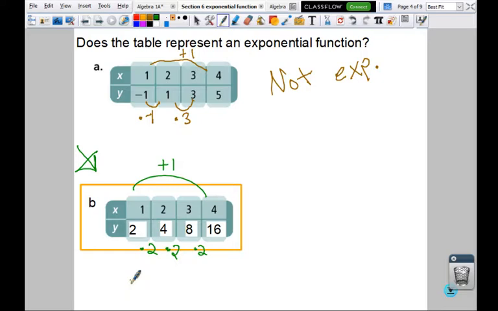Alright. So, Jake, are all these the same? Yeah. Yep, which means it's exponential. So I'm going to go yes, and I'm going to abbreviate it for exponential.